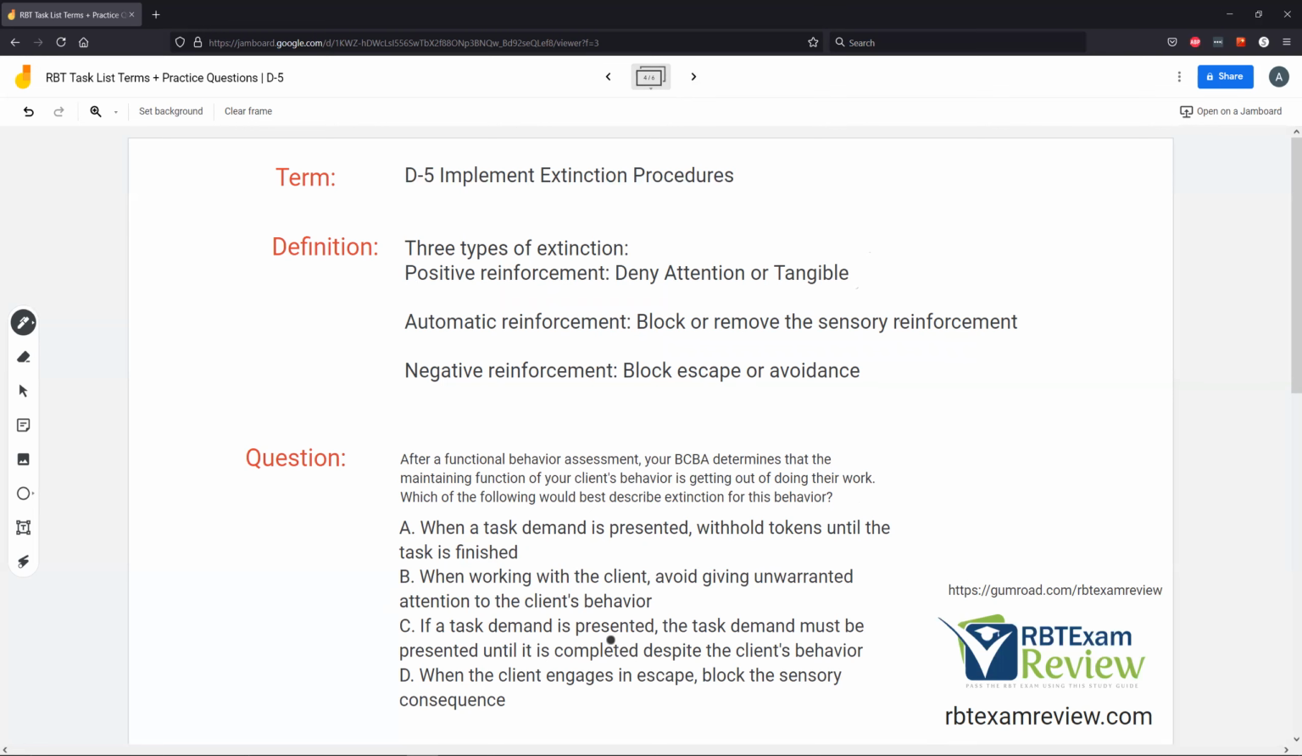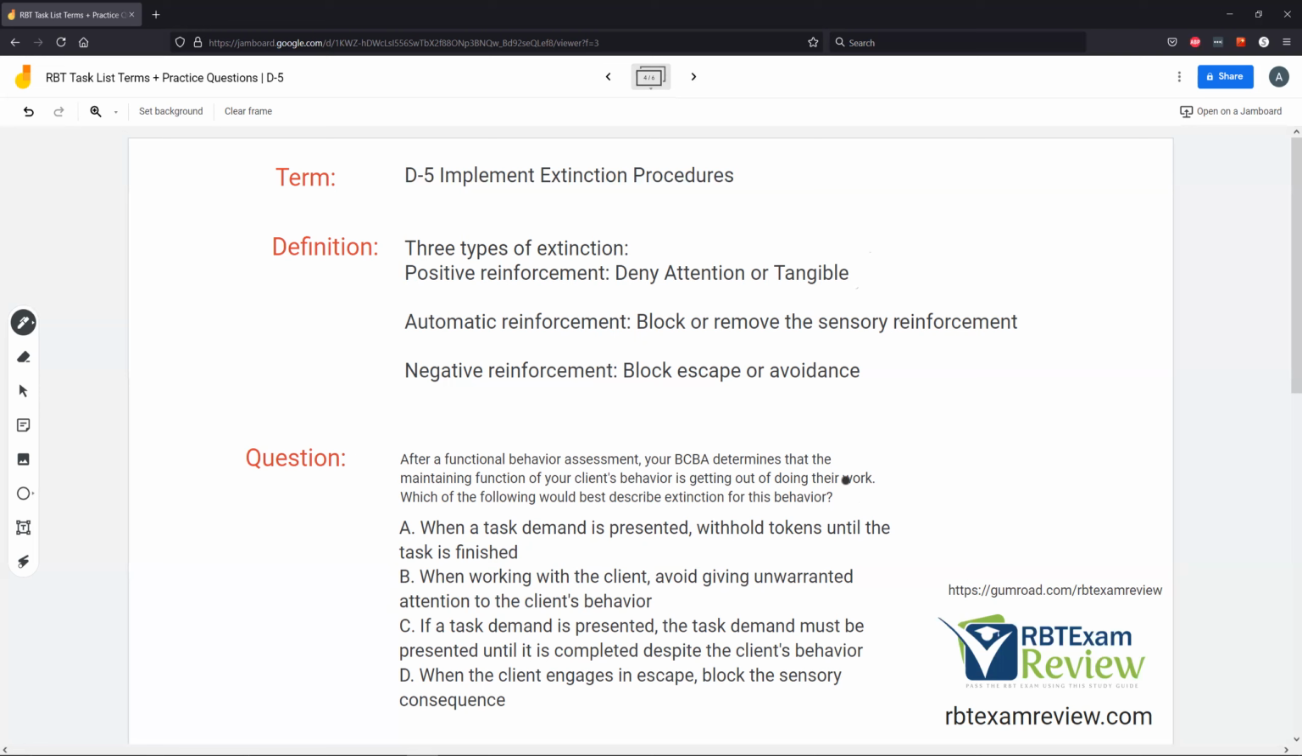All right. After a functional behavior assessment, your BCBA determines that the maintaining function of your client's behavior is getting out of doing their work. Which of the following would best describe extinction for this behavior? In extinction questions, you first need to think about what is reinforcing the behavior. What is maintaining that behavior? In this scenario, the maintaining function is the client getting out of work. So in your mind, you should be thinking escape or avoidance.